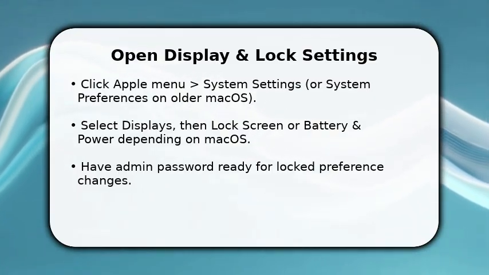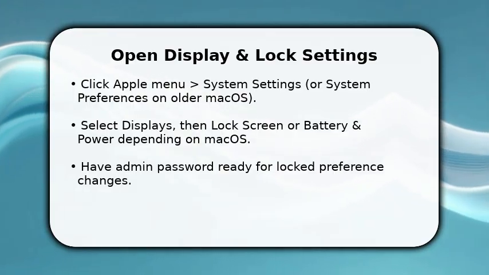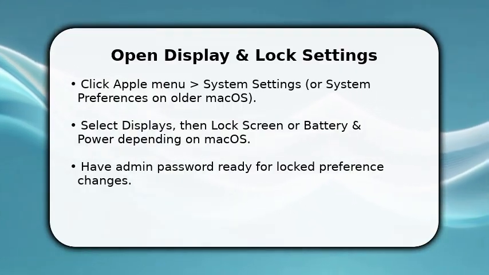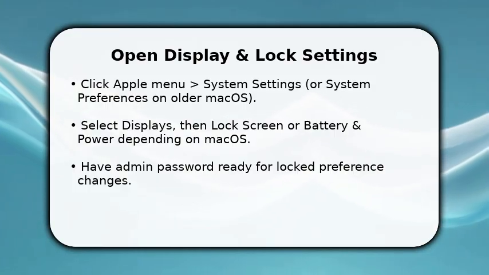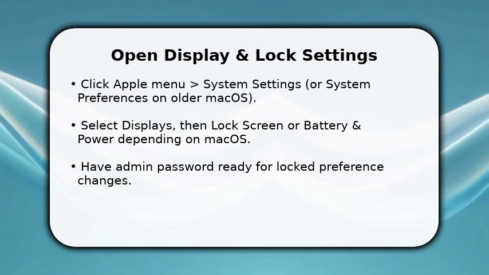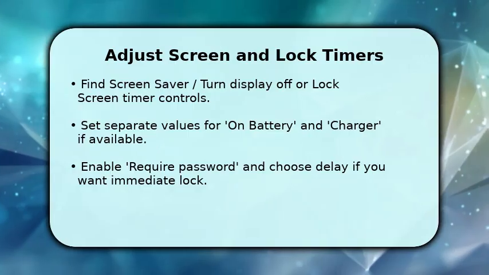Once there, go to Displays and then look for Lock Screen or Battery and Power sections depending on your Mac OS version. Make sure you have an administrator account signed in because some timeout options require permission. While you navigate, note whether your Mac is on battery or plugged in, since timeout options can differ between power states. Now change the actual timeout values.